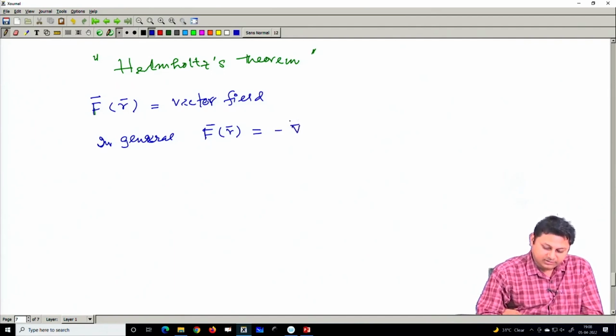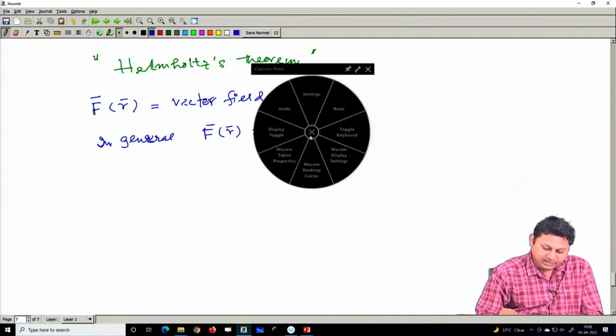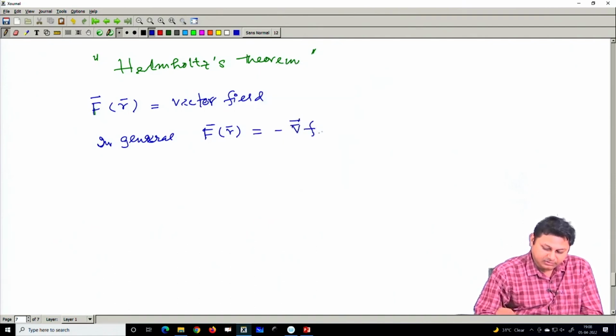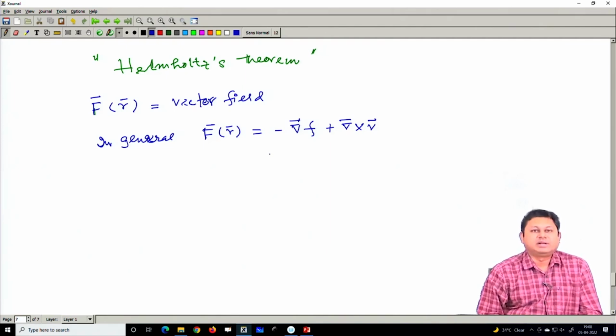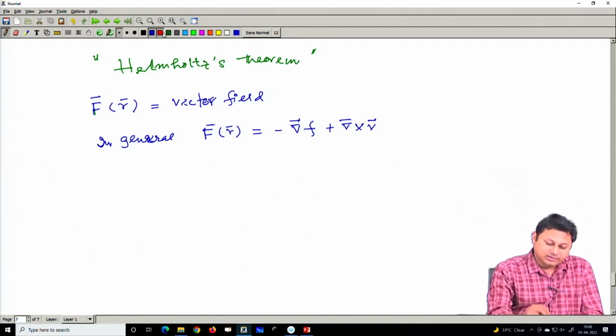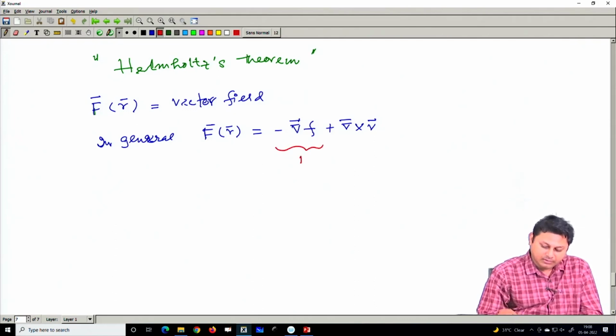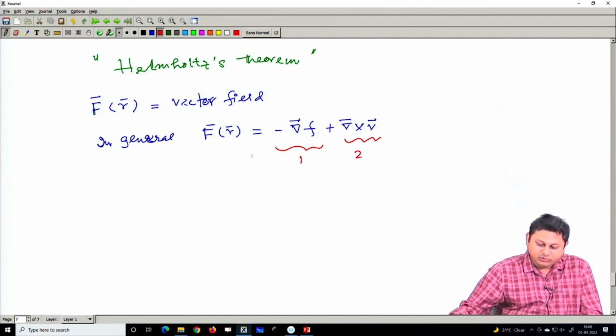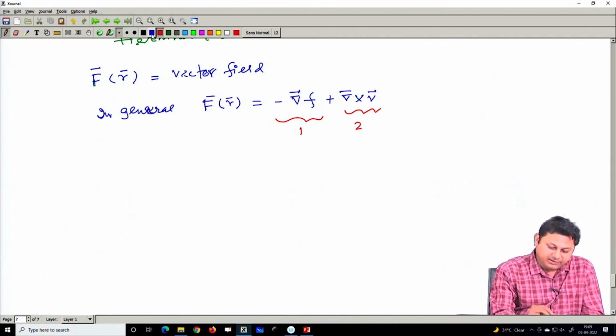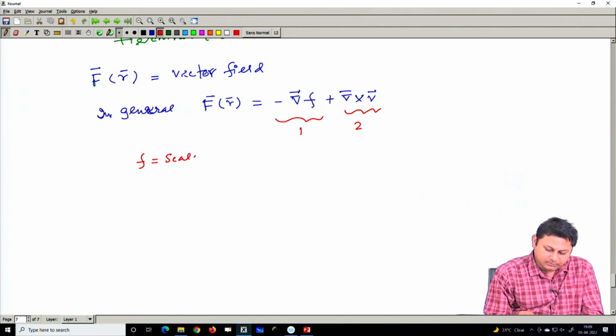This can be represented as a gradient of a scalar function plus curl of a vector field. That means a vector field can be decomposed into two parts. One is this one and another is this one. So, I can decompose this vector field into two parts, where f is a scalar field and v is a vector field.